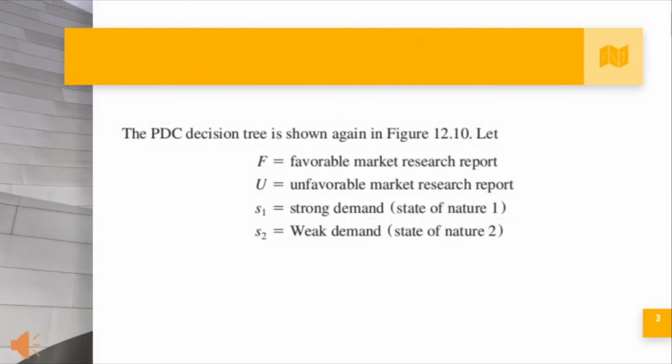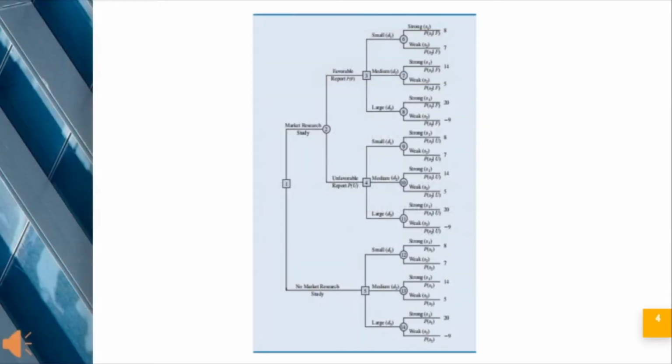The PDC decision tree is shown again in figure 12.10. Let F be our favorable market research report, U be our unfavorable market research report, and state of nature 1 being our strong demand and state of nature 2 being the weak demand. At chance node 2, we need to know the branch probabilities of our favorable market research report and the probability of our unfavorable market research report.